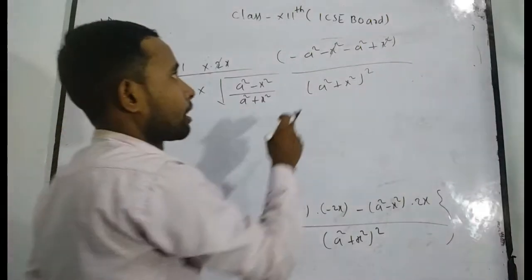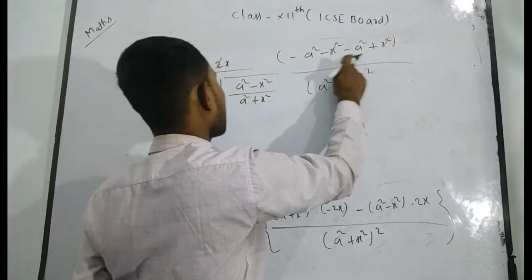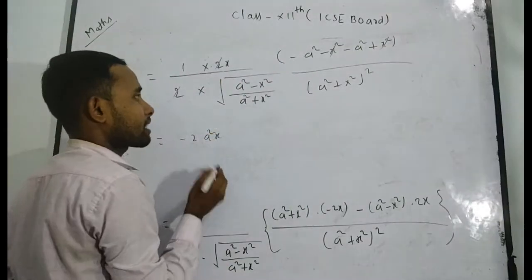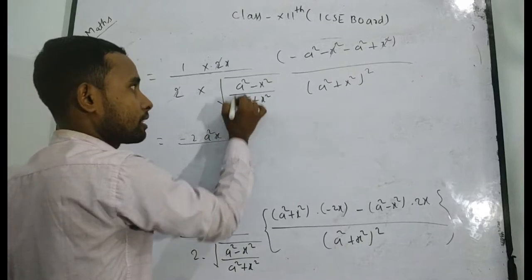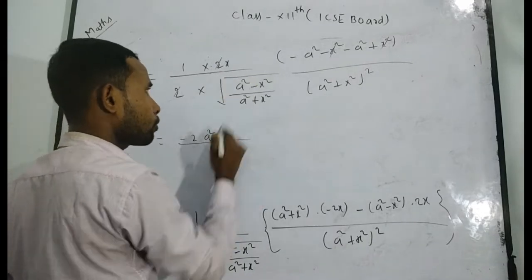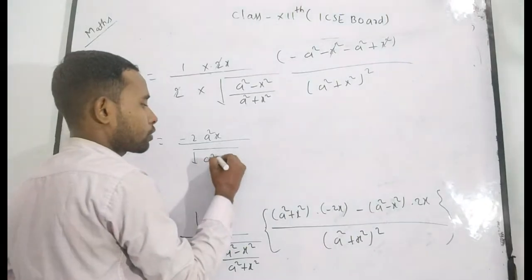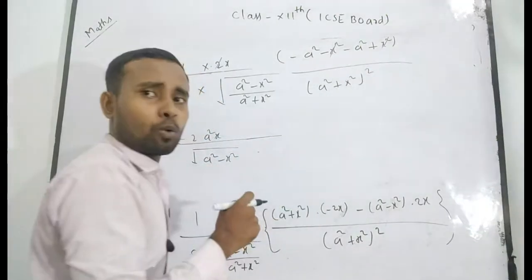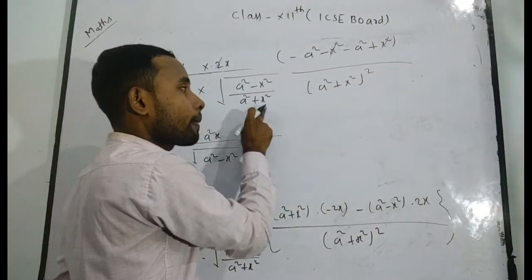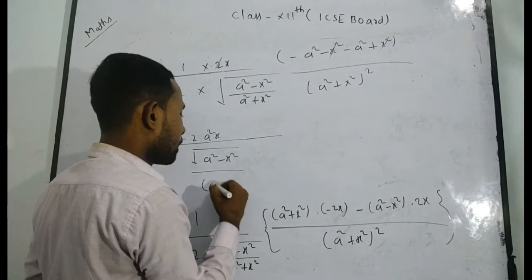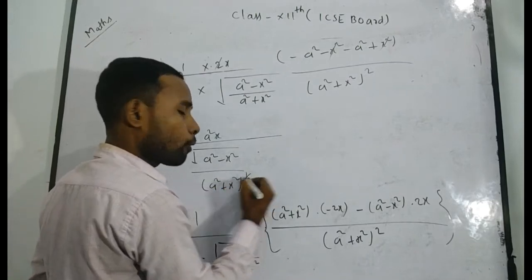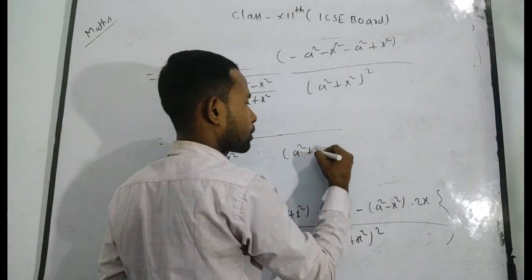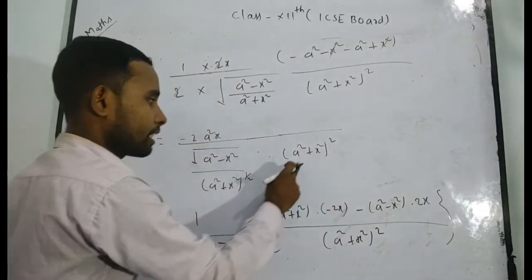Finally you will get minus 2a square x divided by, here this is in a ratio form, so you can write it root under a square minus x square into a square plus x square whole to the power 2, and there is a square plus x square whole to the power 1. Root means what? 1 upon 2, and here a square plus x square whole to the power 2. Now can you write it in quotient form?